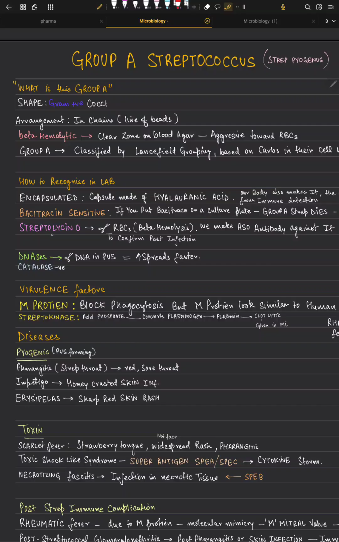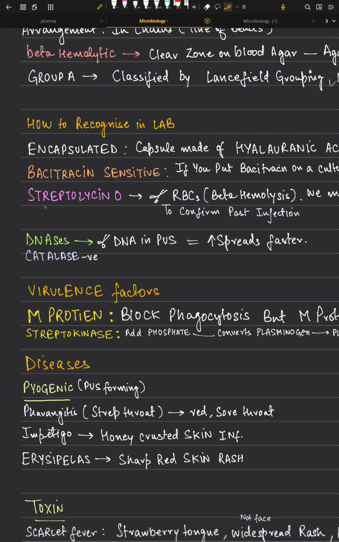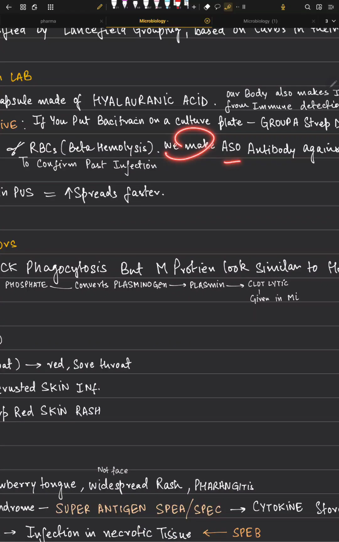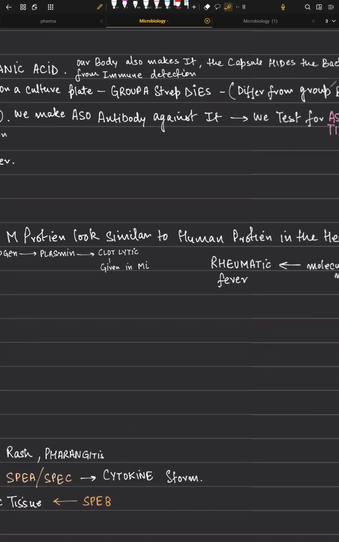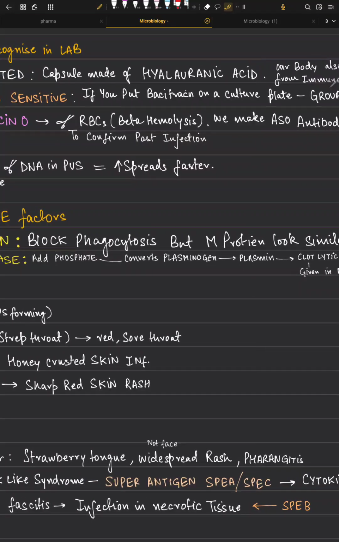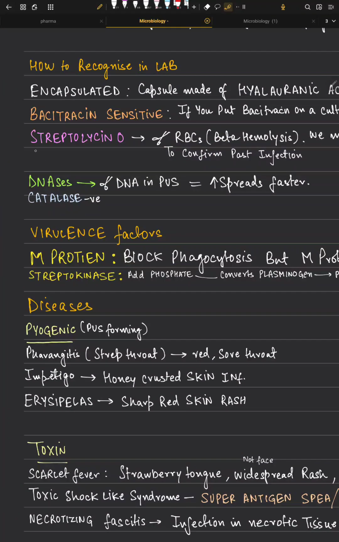Another thing that they have is something called streptolysin O. This enzyme breaks down the RBCs. It is beta hemolytic, and we also make ASO antibodies against it. We test these ASO antibodies for acute and chronic infection, and this ASO titer can confirm a past infection. So that's streptolysin O.